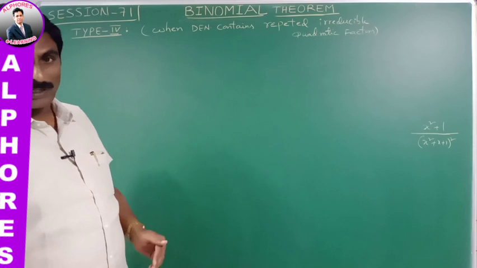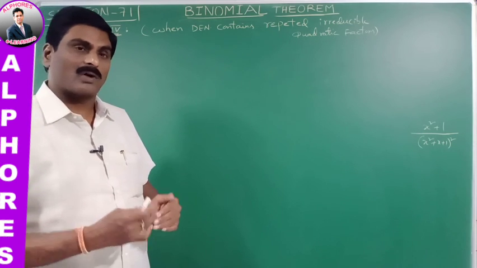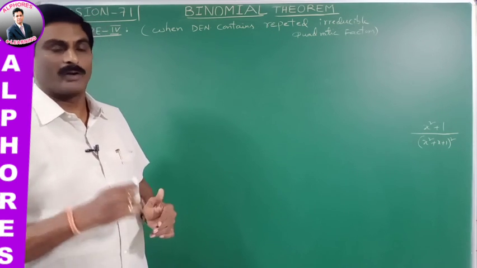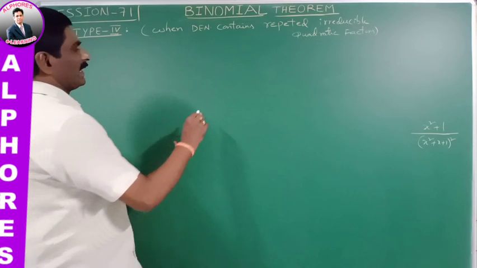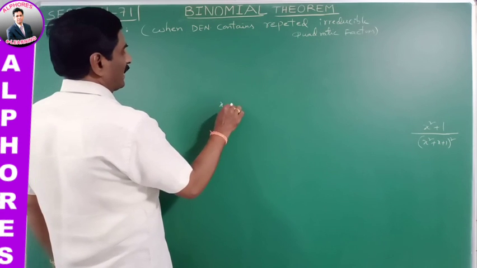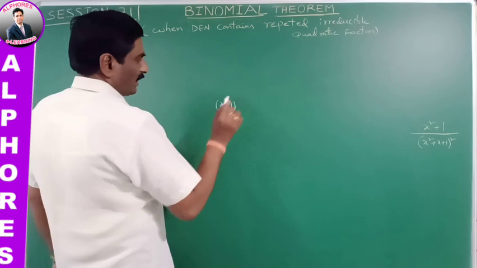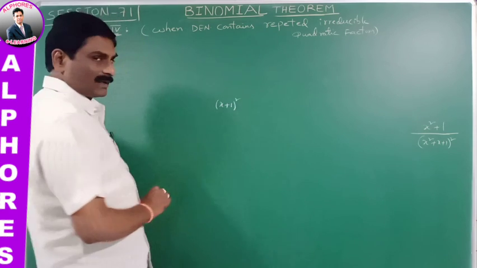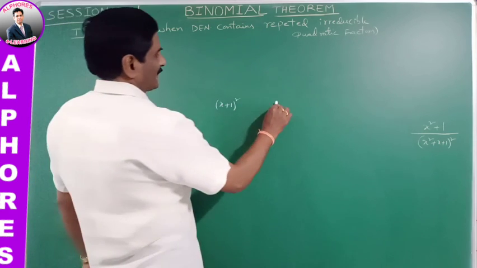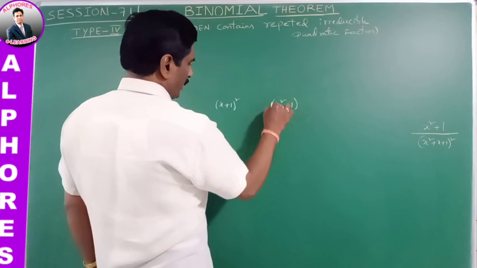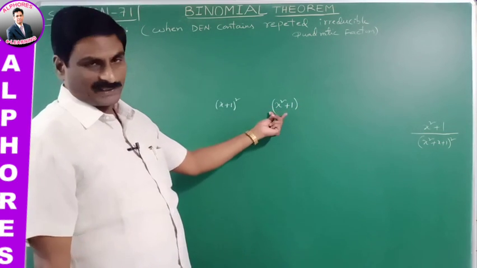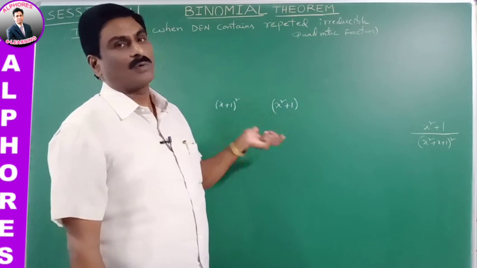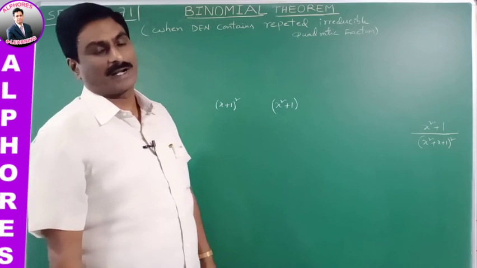Already we know about repeated and non-repeated values. Suppose x plus 1, it is a first degree polynomial. It is non-repeated. Suppose x plus 1 whole square, that means it is repeated. Here x square plus 1, what is this value? It is a quadratic, but it has no factors. So it is said to be an irreducible quadratic factor.